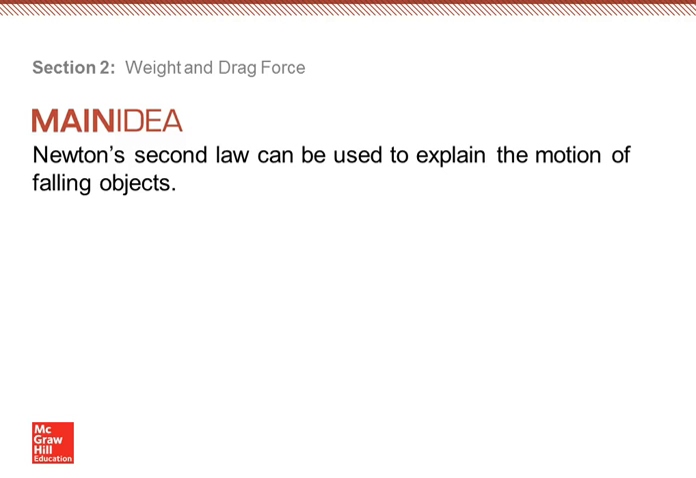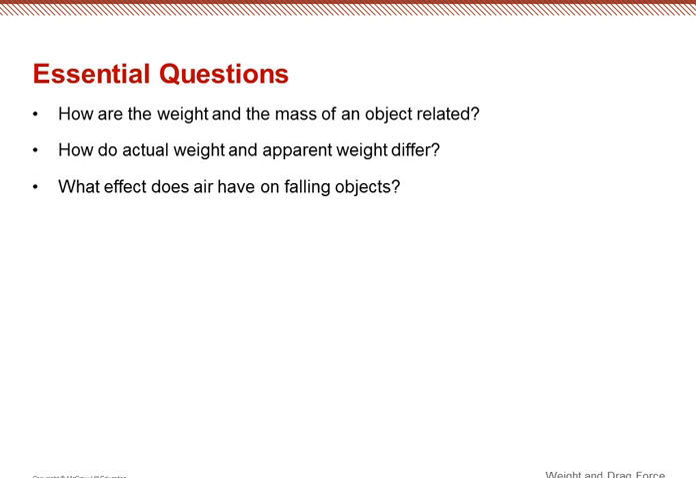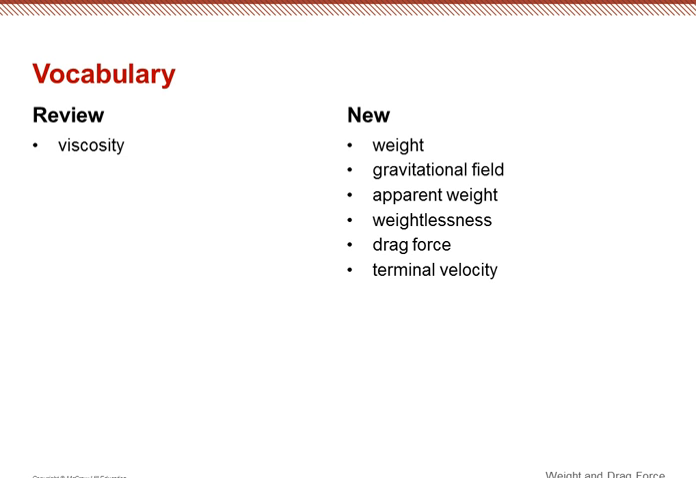In this video, we're going to look at section 2 of chapter 4, and the main idea of this section is that Newton's second law can be used to explain the motion of falling objects. A few essential questions that we're going to answer in this are: how are the weight and the mass of an object related? How do actual weight and apparent weight differ? And what effect does air have on falling objects?